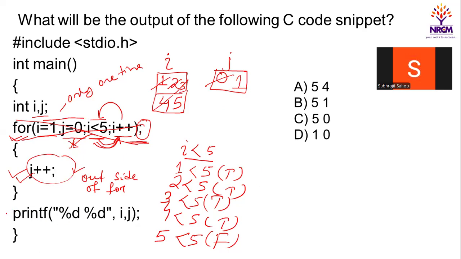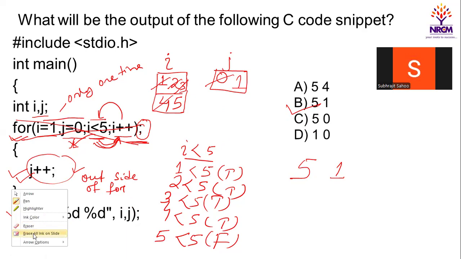Now, what is the next line? Print %d %d, i and j. Observe, the i container value is 5, the j container value is 1. The answer is option number B. In the same problem, if the semicolon were not there, you know what the answer would be? The answer would come as 5 and 4. Since the semicolon is there, the answer becomes 5 and 1.